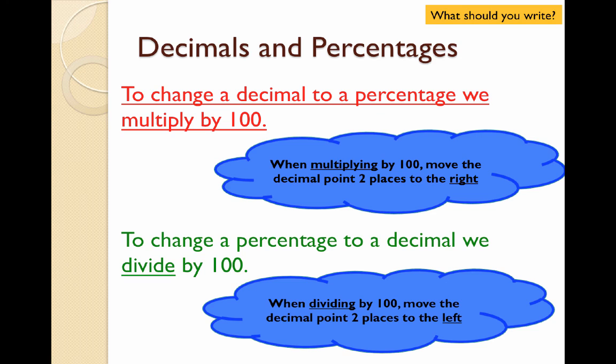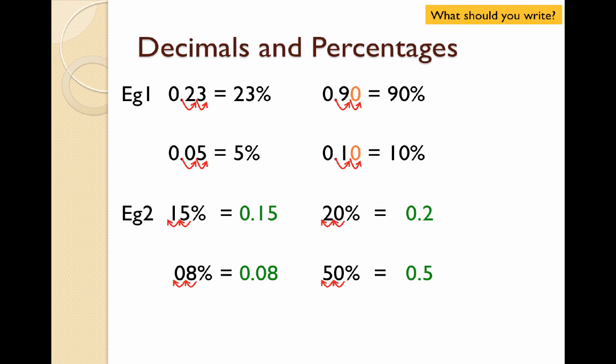So what should you write for this video? Well, having your 2 rules for changing a decimal into a percentage and back again is a really good idea. Having something that will help you remember, like the different colors or the clouds, is also a good idea. Make sure you also have a heading, decimals and percentages, so you know what you're looking at when you're looking at your page. Having your 4 examples and the arrows that show you where the decimals go is also going to be good for you to work on when you're going through your textbook questions.